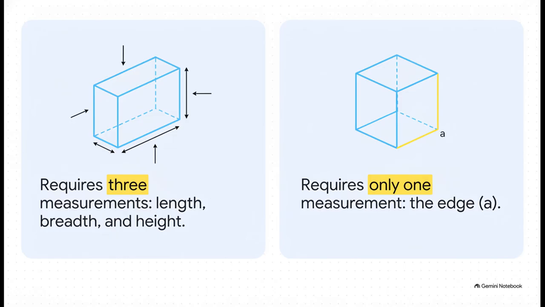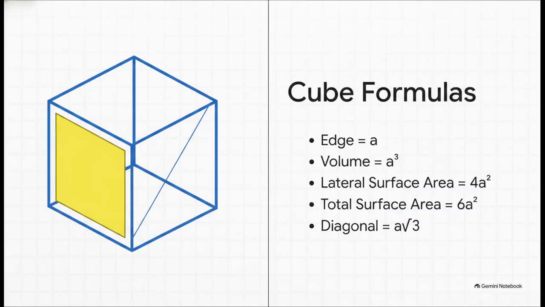A cuboid forces us to juggle 3 different measurements: length, breadth, and height. But a cube, because every single side is a perfect square, a cube requires only one single measurement to define its entire 3D existence, the edge, which we're going to call A. Look at the sheer elegance of the cube's math based entirely on that single edge A. The volume shrinks down to just A cubed. The lateral surface area, those 4 sidewalls, is simply 4A squared. And the total surface area is wonderfully clean, 6A squared.